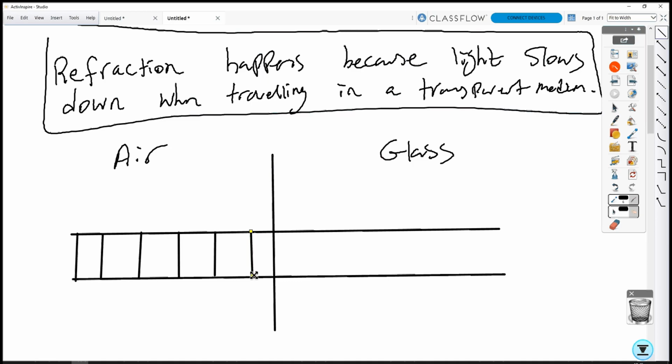Now, if it passes from air to glass, the frequency of the wave does not change. So the wave still oscillates at the same frequency. So it still takes the same amount of time to do a single oscillation. But the wave slows down. So how much distance is covered per oscillation now? Is it going to be greater? Is it going to be less? It's going to be less. So what we'll observe is a shortening of the wavelength. So these lines now become closer together.